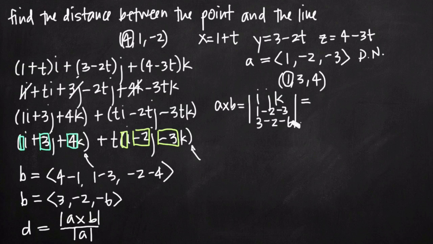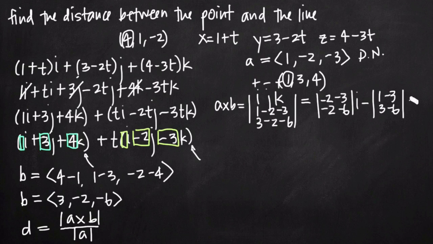Now, in order to break this down, remember that we take everything outside of i's row and column. So we do -2, -3, -2, -6 multiplied by i. Then we subtract, because remember we have a positive, negative, positive orientation for i, j, and k respectively. So we subtract our term for j, everything outside j's row and column, so 1, -3, 3, -6 times j. Then we add to that everything outside k's row and column, so 1, -2, 3, -2 times k.